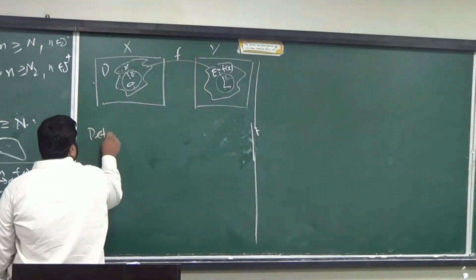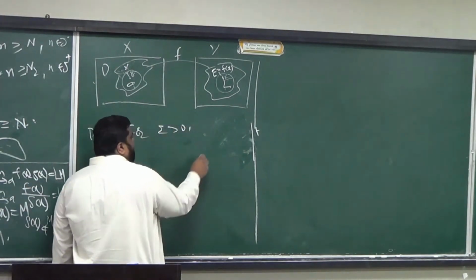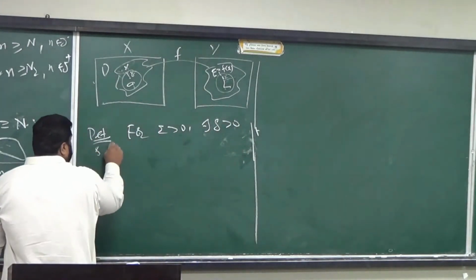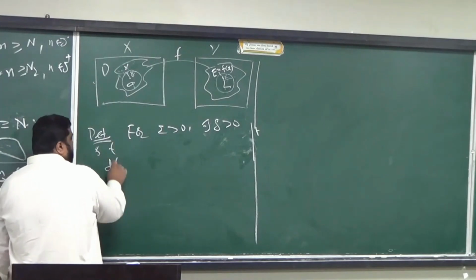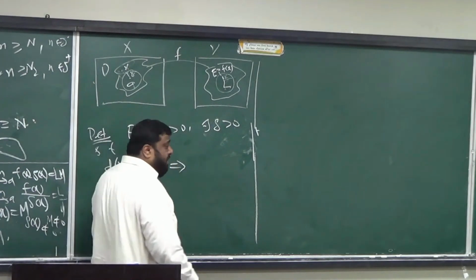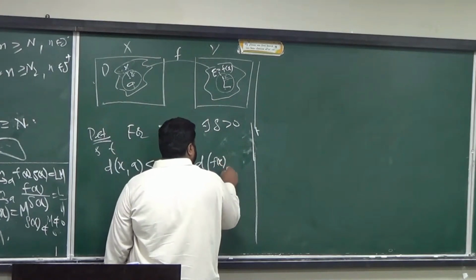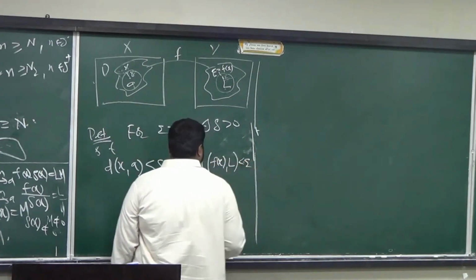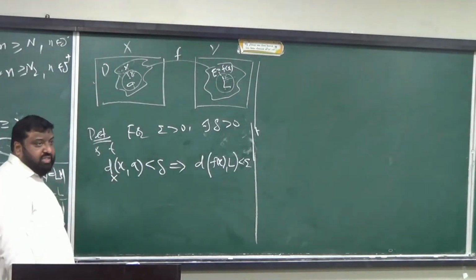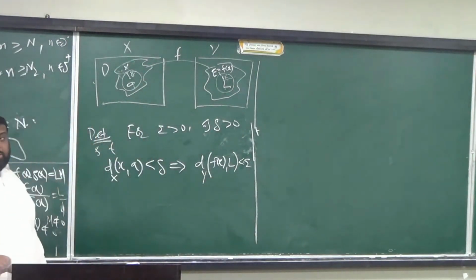What should be the definition? We will say that for every epsilon positive, we can always find a delta positive such that if the distance between x and a is less than delta, this implies that the distance between f of x and L is smaller than epsilon. Obviously this first distance is in space X, and the second distance is in space Y.